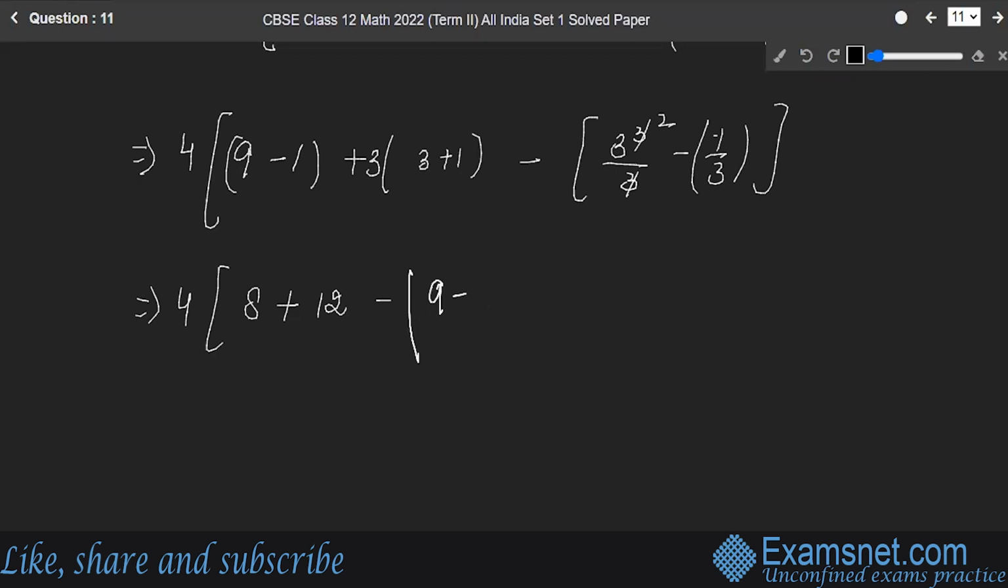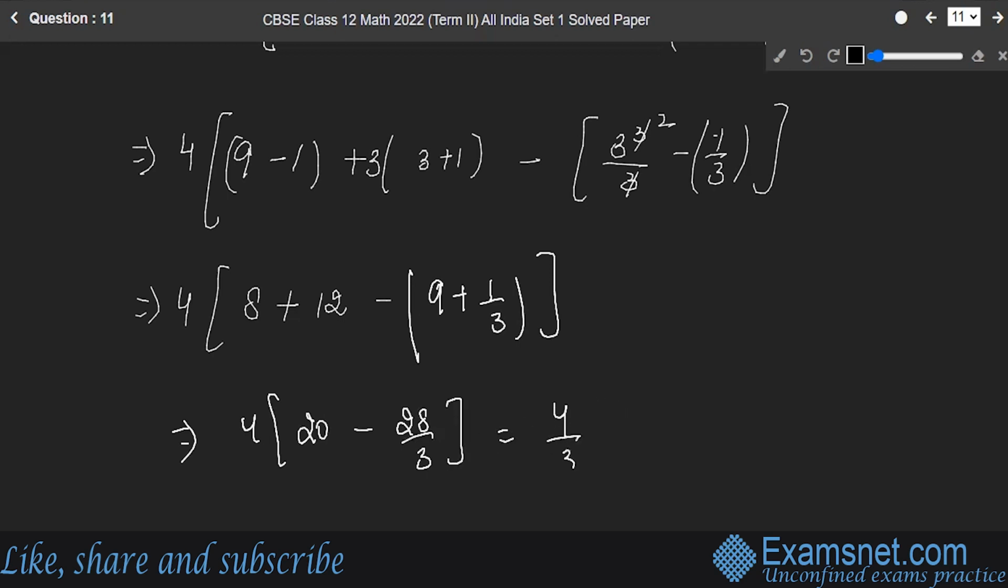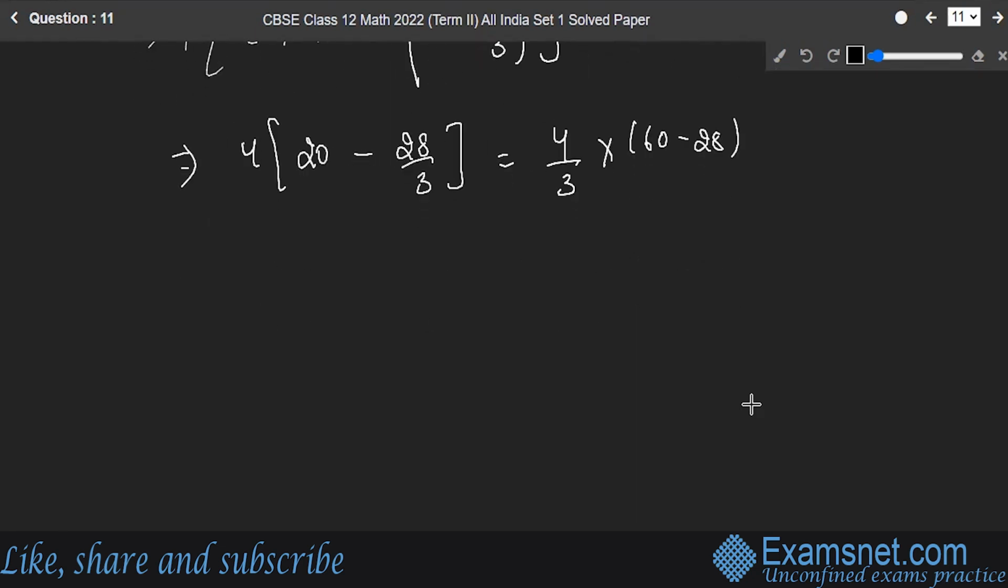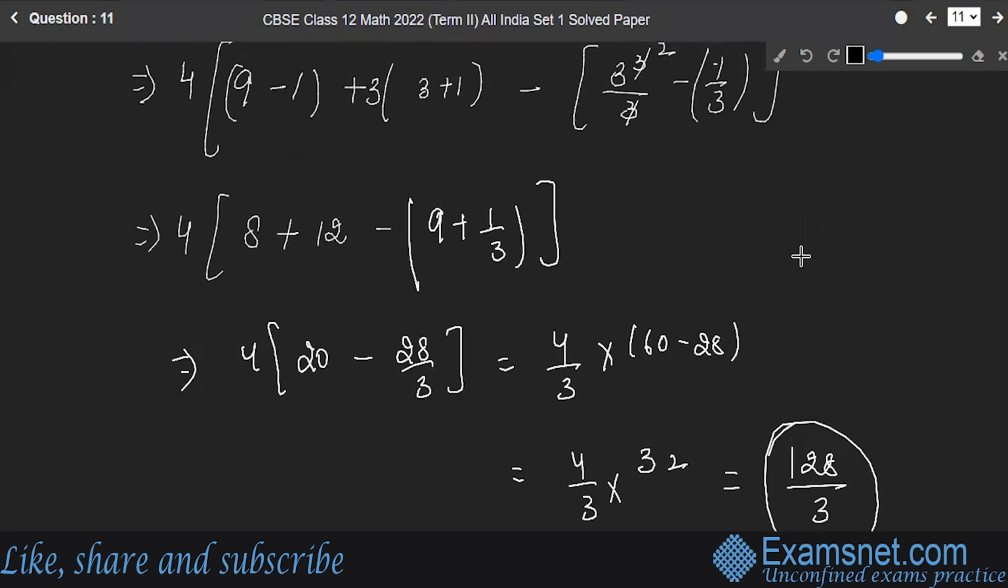This is 9 plus 1 by 3. And that's going to give you 4 into 20 minus 28 upon 3, 4 upon 3 into 60 minus 28, 4 upon 3, that's 32, right? Okay, so this is 128 upon 3. This is square units. This is the answer to the question.